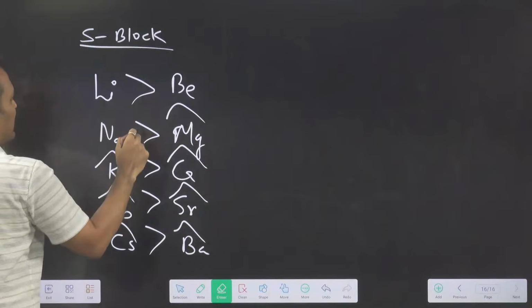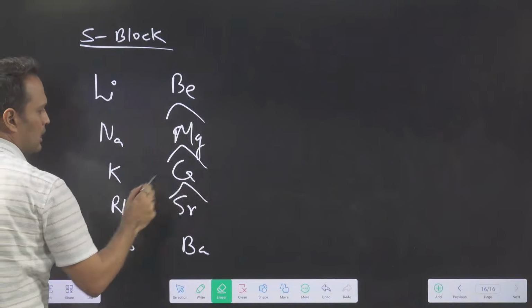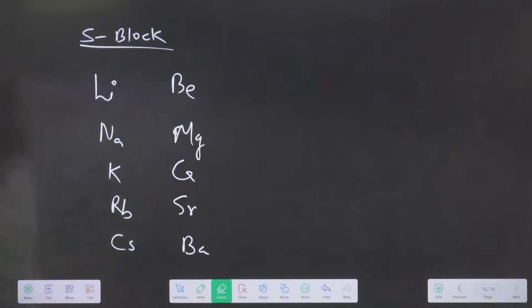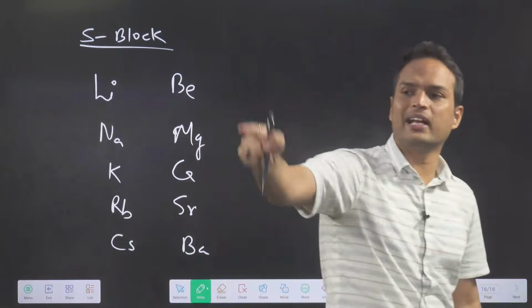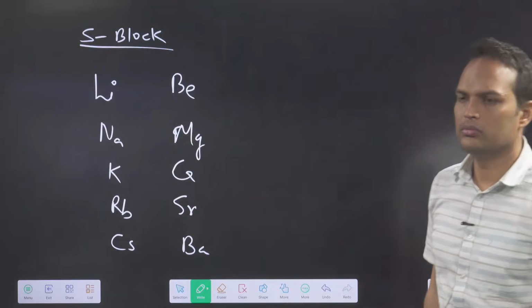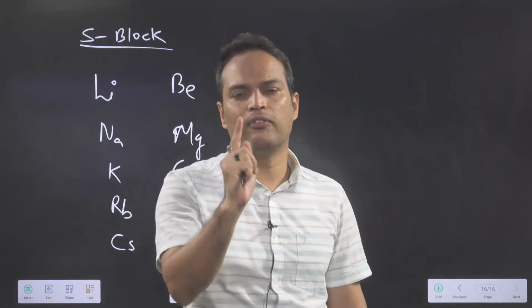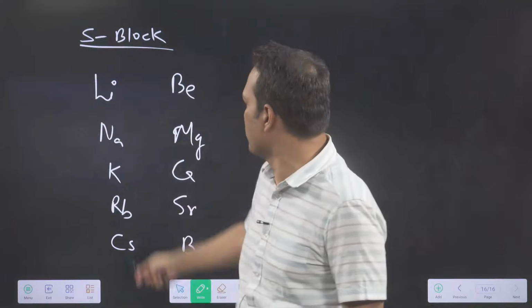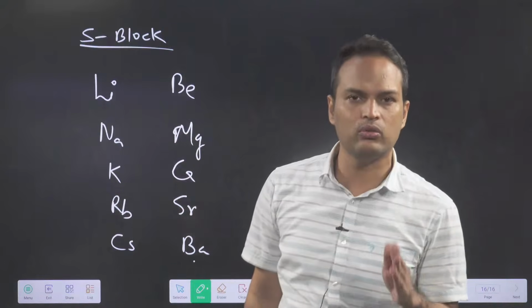Can you compare the size of all elements? I have written here 10 elements. Can you write me the order of all 10 elements? Bolo bhaiya, can you write the order of all 10 elements you can compare? Can you compare lithium, barium, potassium, cesium, strontium, everything? Can you compare?